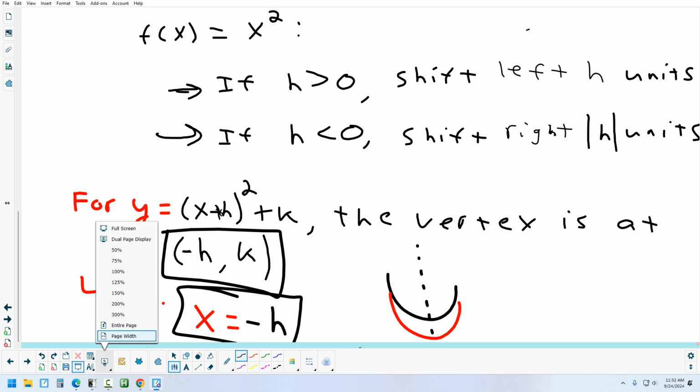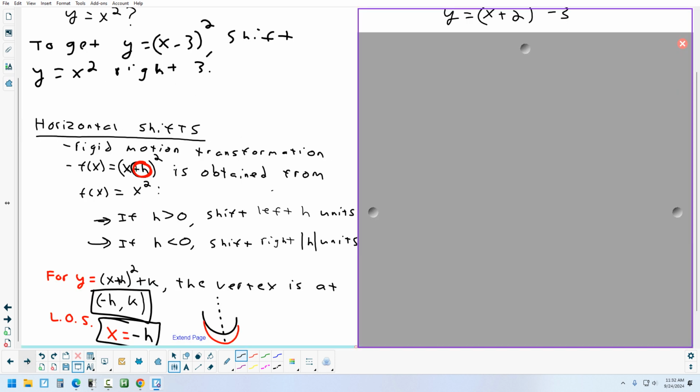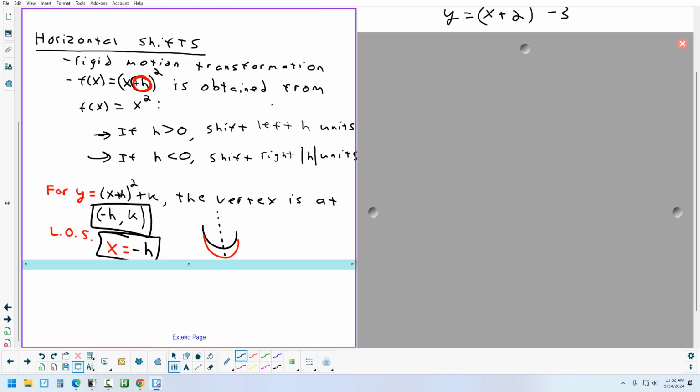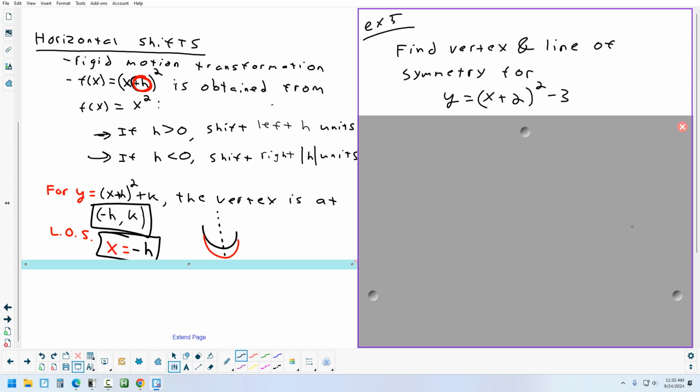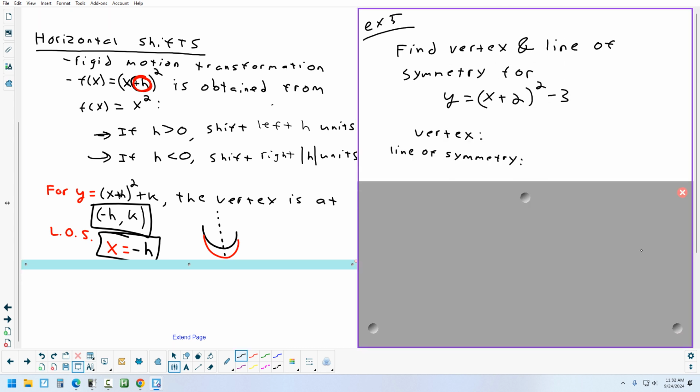Okay, so I'm going to leave those on the board. And let's see if we can figure out where the new vertex and line of symmetry are in this one. And a lot of times, I don't even want to have to memorize another formula. I just look at the transformations. What is that plus 2 going to do? It's going to move it which way and how many? Yeah, to the left 2. So it's going to go left 2. And what's that minus 3 going to do?